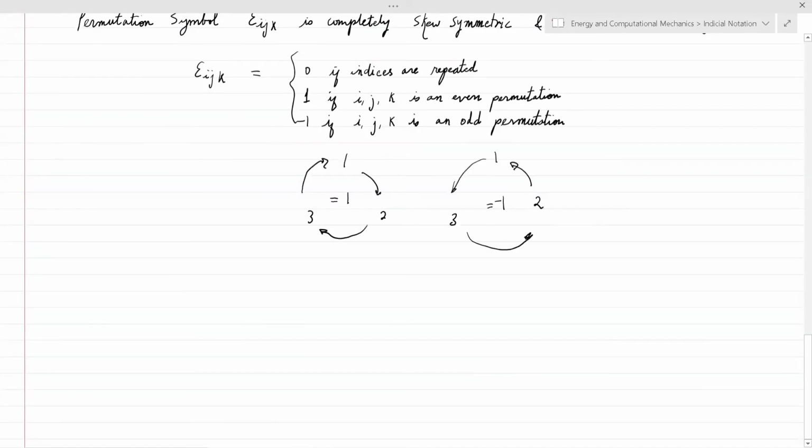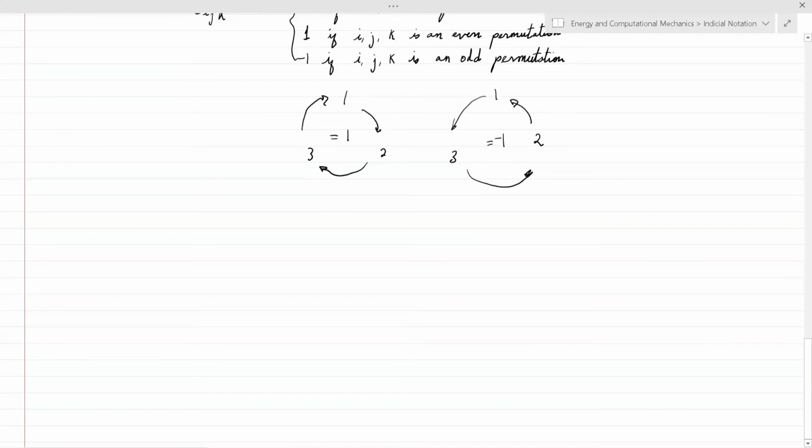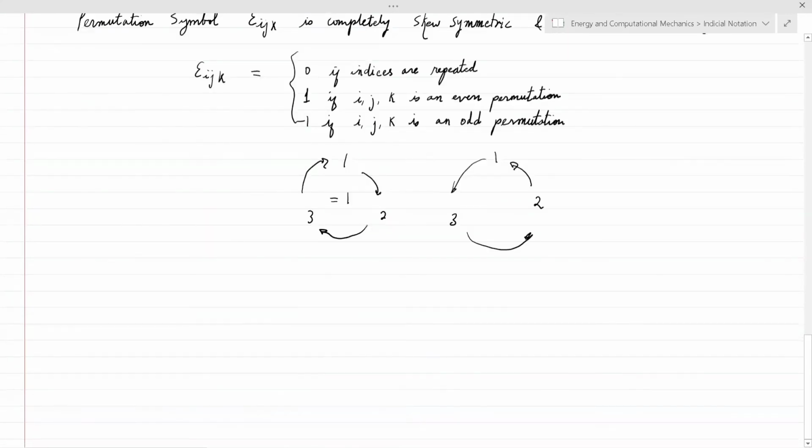So the way I like doing this is if I write 1, 2, and 3 as my indices, epsilon 1, 2, 3, then epsilon 1, 2, 3 will become 1. If I have instead 3, 2, 1, then this is going to have a value of -1. So if I have this order in any way, this is going to be 1. If I have this order in this way, then this is going to be equal to -1.